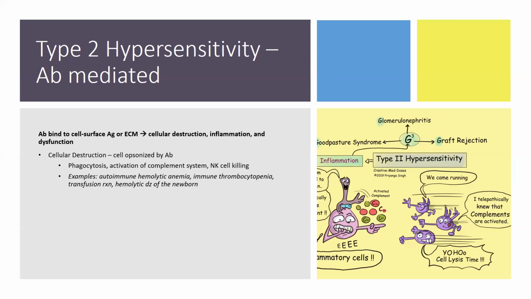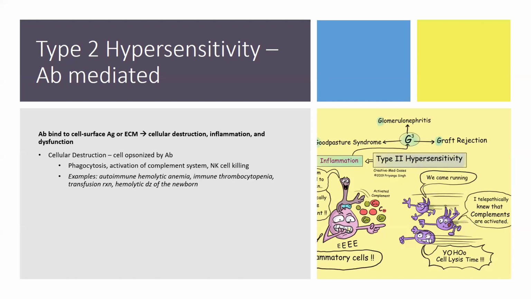There's 3 kinds. So we'll look at each of these areas of damage. Cellular destruction: the cell is opsonized by the antibody. Opsonized meaning it's coated, right? The antibody is bound all throughout the cell. This is going to lead to phagocytosis, activation of complement, and natural killer cell killing. All of them essentially trying to eliminate the cell.